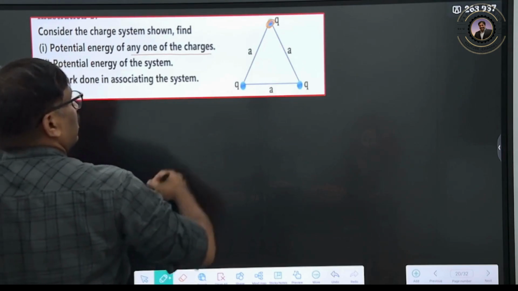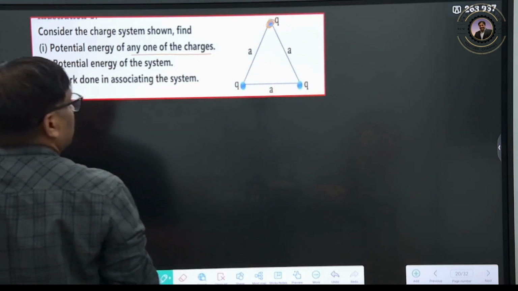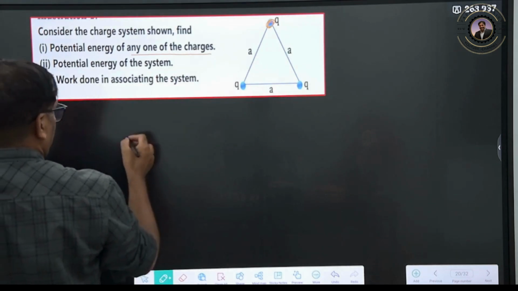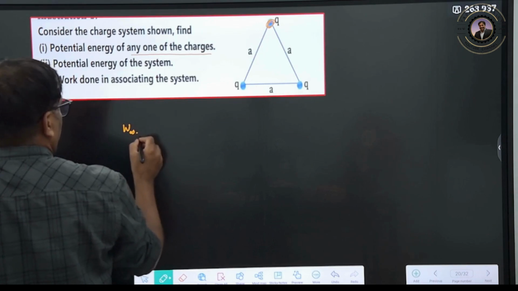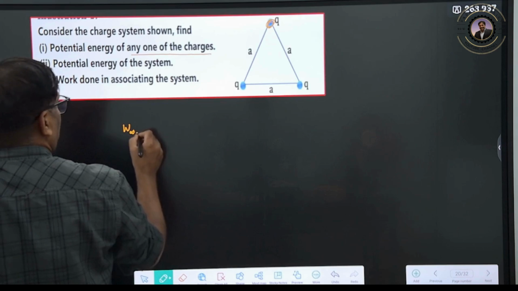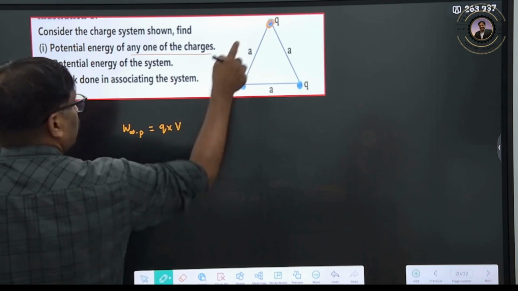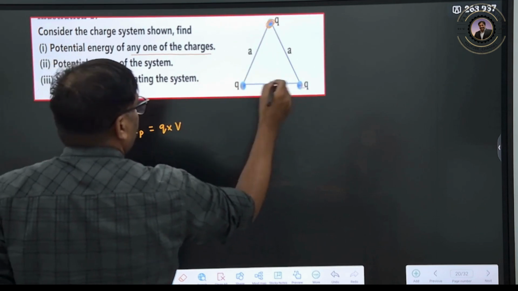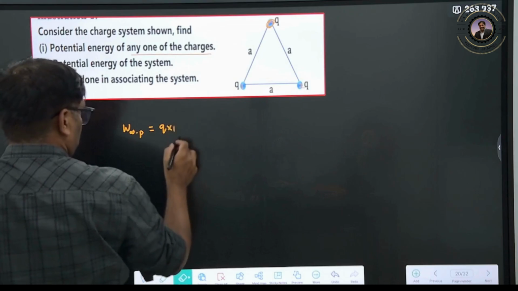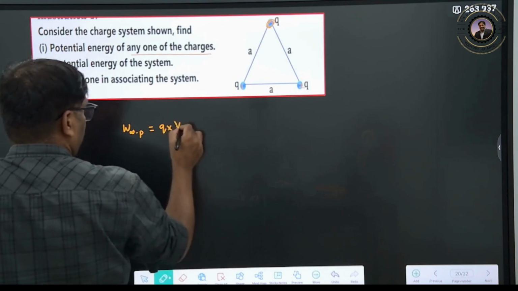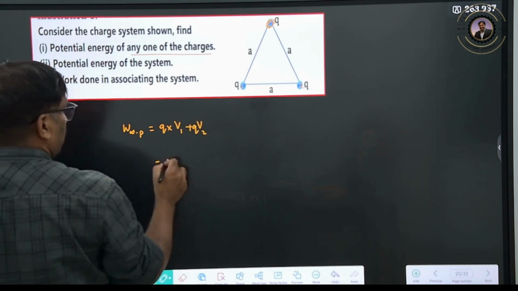Here, whatever work is done to bring this charge from infinity to this point, that much amount of potential energy is there. Therefore, work done to bring it from infinity to point A, suppose it is P, is nothing but Q into the potential at this point. Because of charges 1 and 2, each is creating one potential, V1 and V2. So it is Q into V1 plus Q into V2. What is this? The potential due to this Q.